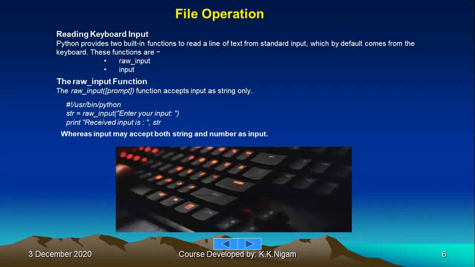And some more repetition on that. Python provides two built-in functions to read a line of text from standard input, which by default comes from the keyboard, like raw_input or whatever. So you can use the input function for various purposes, for inputting the data into your screen, and then of course whatever further action you want to take, whether you want to store it or do some kind of action on that, that can be done by writing appropriate code for that.